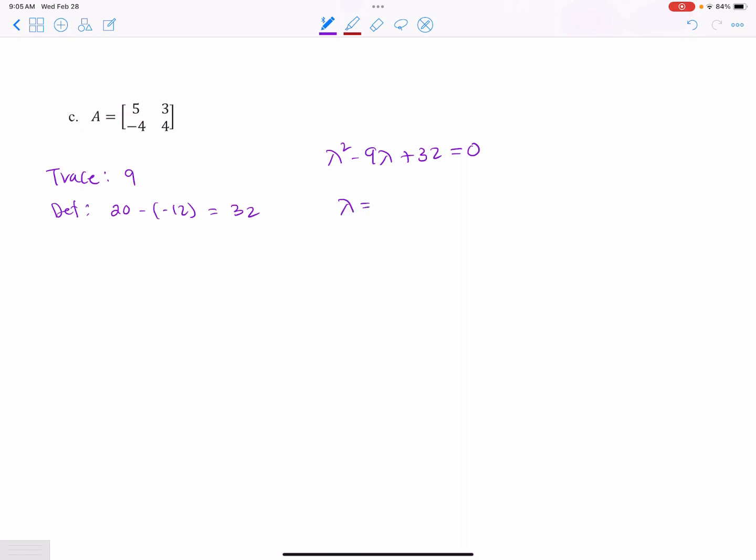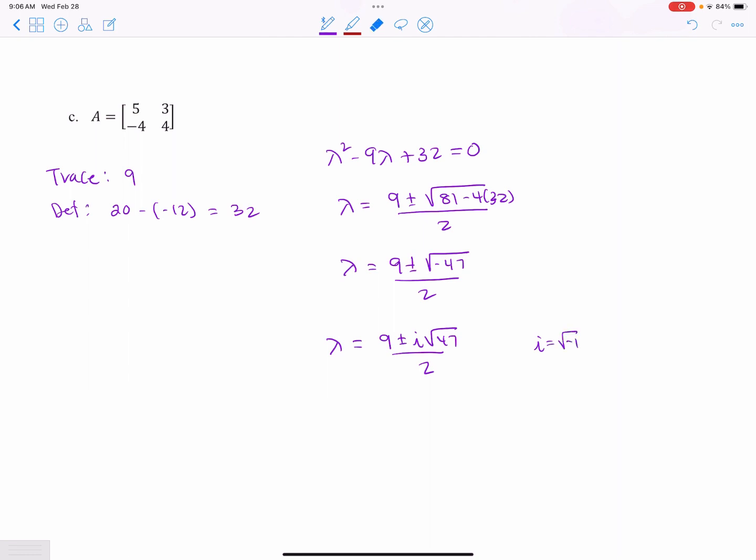So lambda equals negative b plus or minus the square root of b squared minus 4ac, all over 2a. So I have 9 plus or minus the square root of 81 minus 4 times 32, the square root of negative 47, all over 2. The negative under the square root means this is 9 plus or minus i square root of 47, over 2, keeping in mind that i is equal to the square root of negative 1. So these are complex roots.